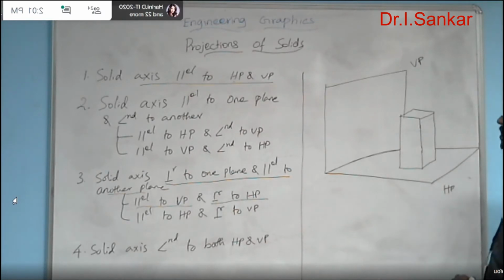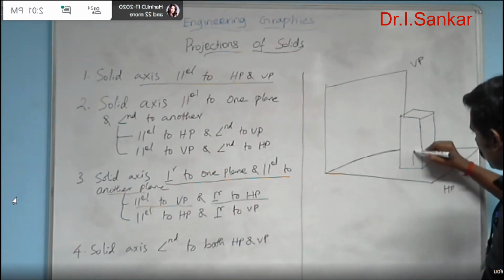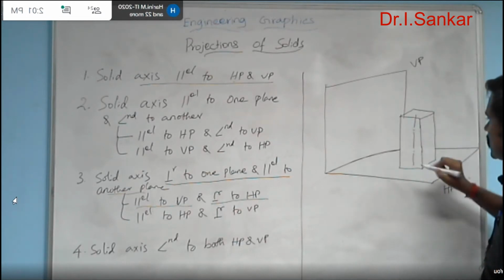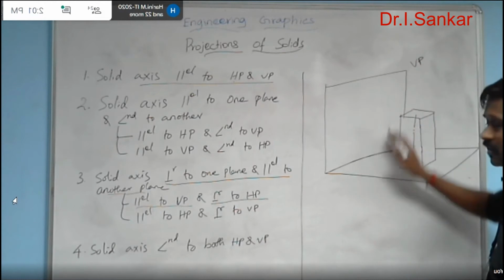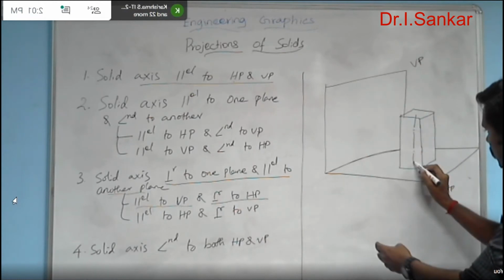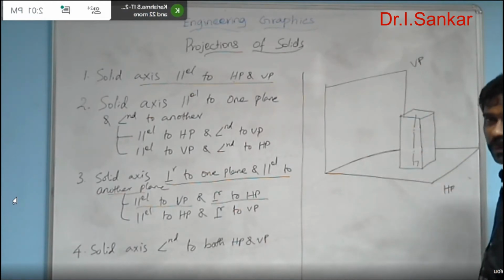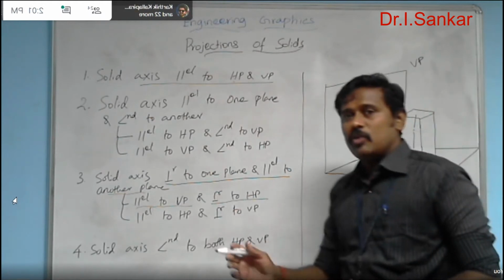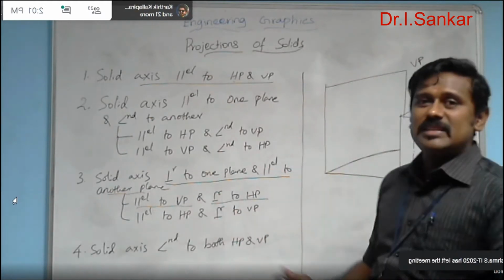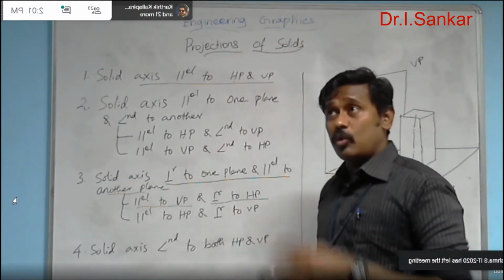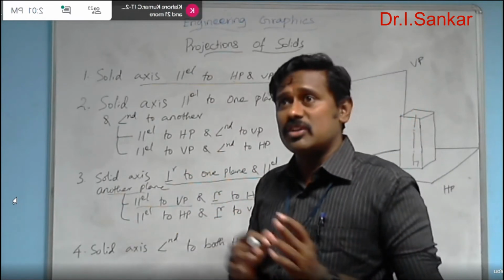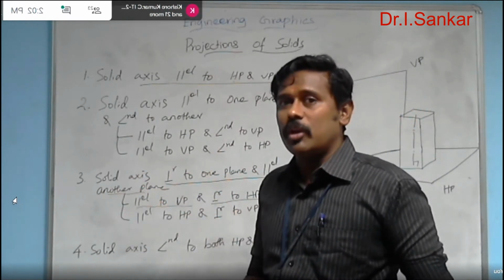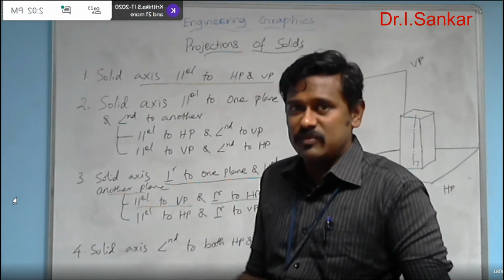In this way only the solid is placed in the first quadrant. That is, the axis of the solid is parallel to VP and perpendicular to HP. So you need not consider the rest of the edges, side edges, base edges, face edges, how they are looking, how they are having relation with VP and HP. You need not worry about that until they mention it specifically in the question.